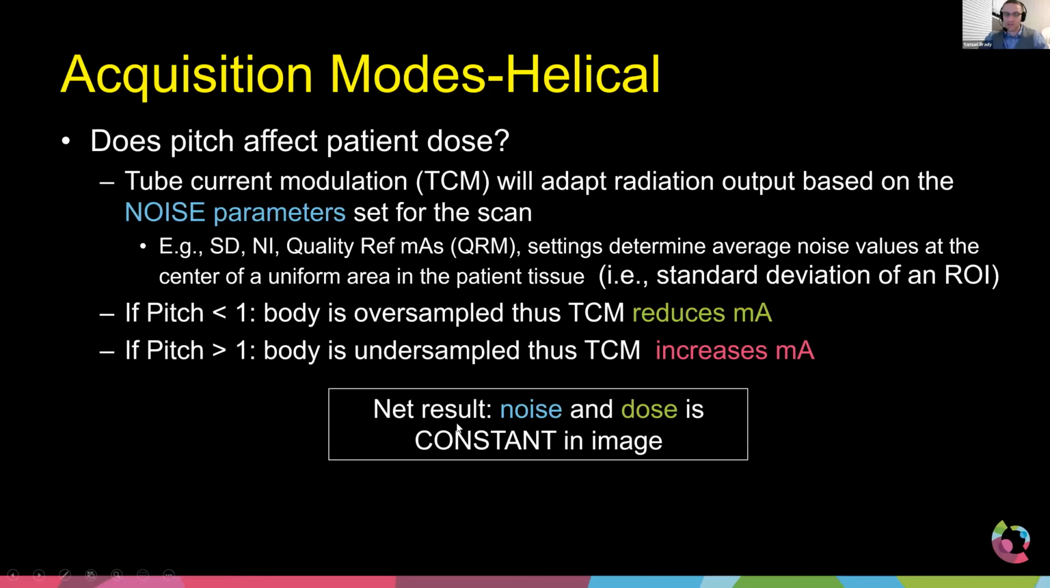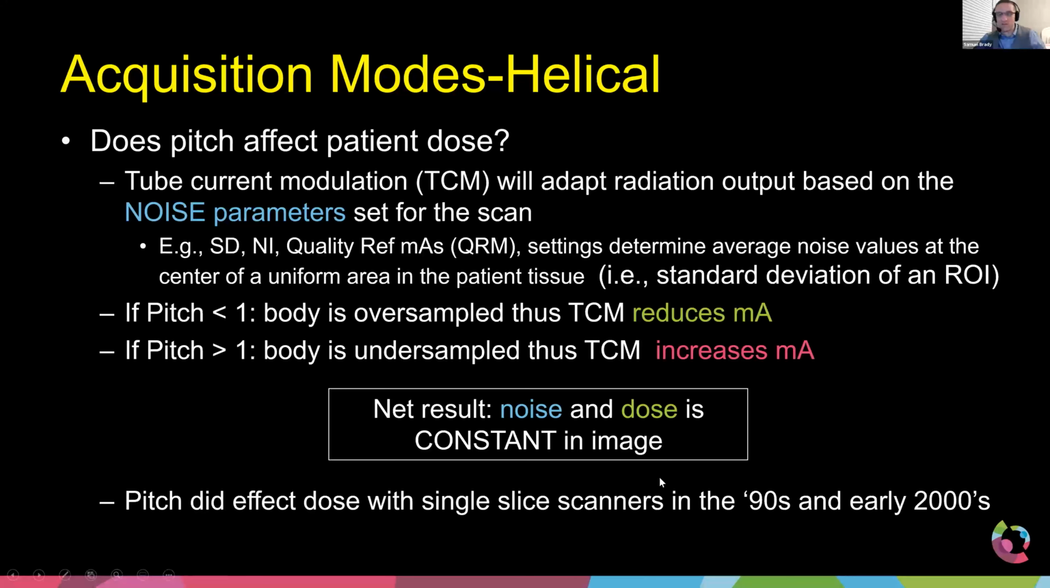The net result is that noise and radiation dose are the same when you look at it across the whole field of view. So with pitch less than one, we're oversampling, but the mA is lower. So we keep the same noise and the same total dose to the tissue. With pitch greater than one, we have to increase it a little bit, but that's only increasing it for part of the patient, not all of the patient. And so once again, noise is the same, dose is the same.